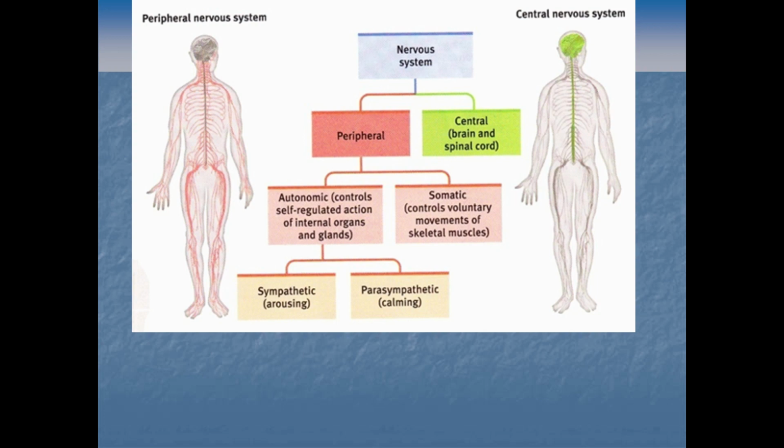First, we have what's called the peripheral nervous system. So here in red, and you can see throughout the body here in red. The peripheral nervous system is all the stuff throughout our arms and legs and skin and stomach and basically everything that isn't our brain or spinal cord.